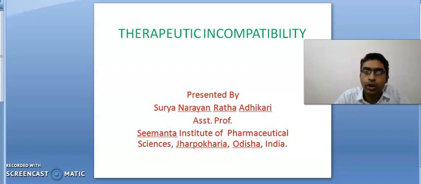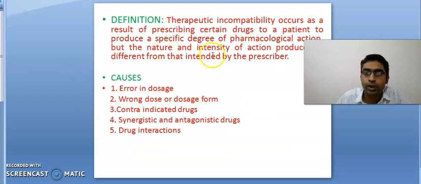In this chapter today we will discuss therapeutic incompatibility. What is therapeutic incompatibility? What are its causes? We will take different examples to understand what therapeutic incompatibility is and how to correct it. We will discuss it in English and, in the later part, also in Odia. So we will start with therapeutic incompatibility. First of all, what is therapeutic incompatibility?